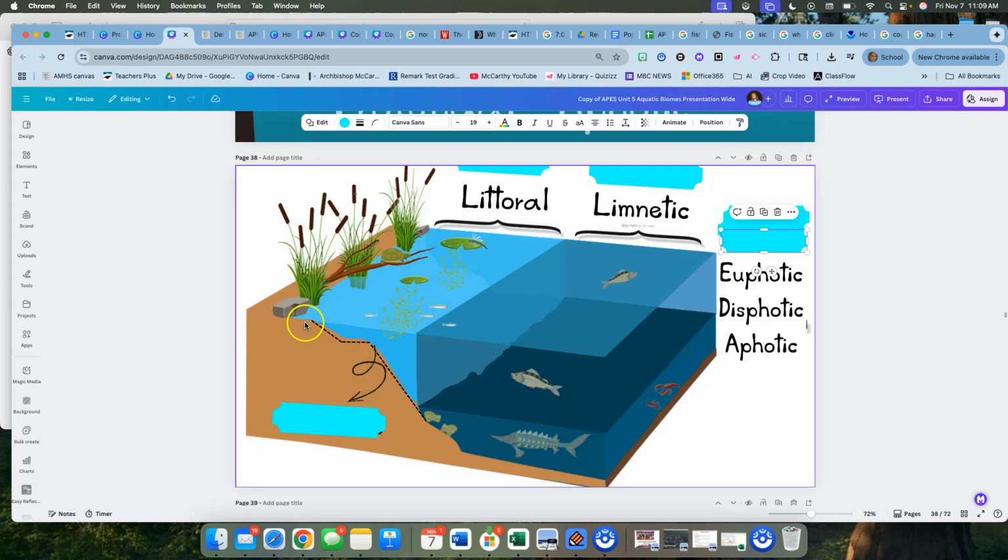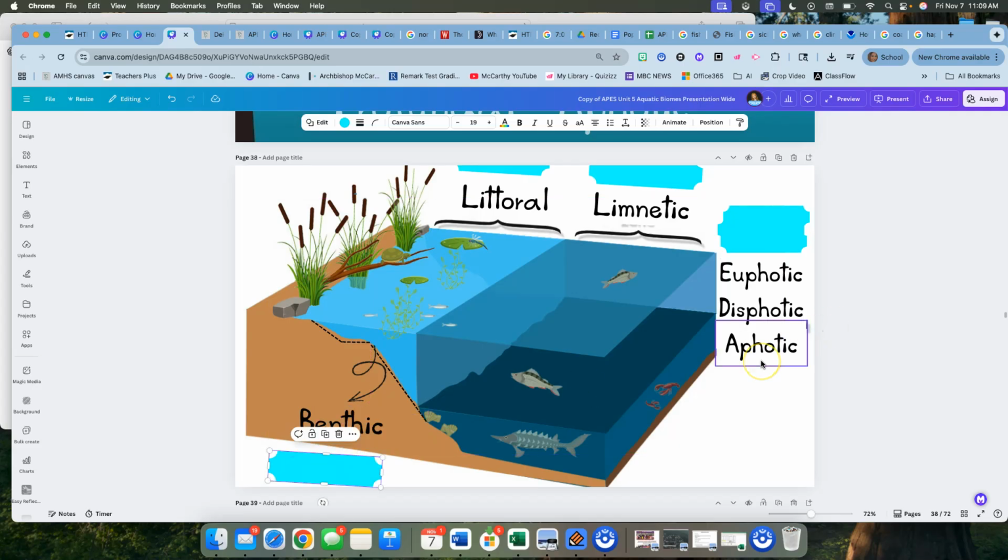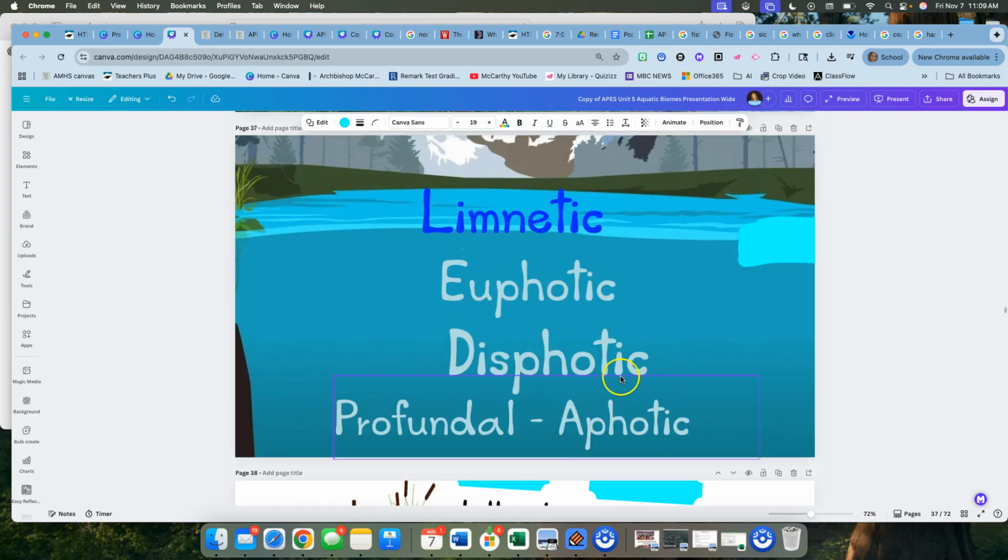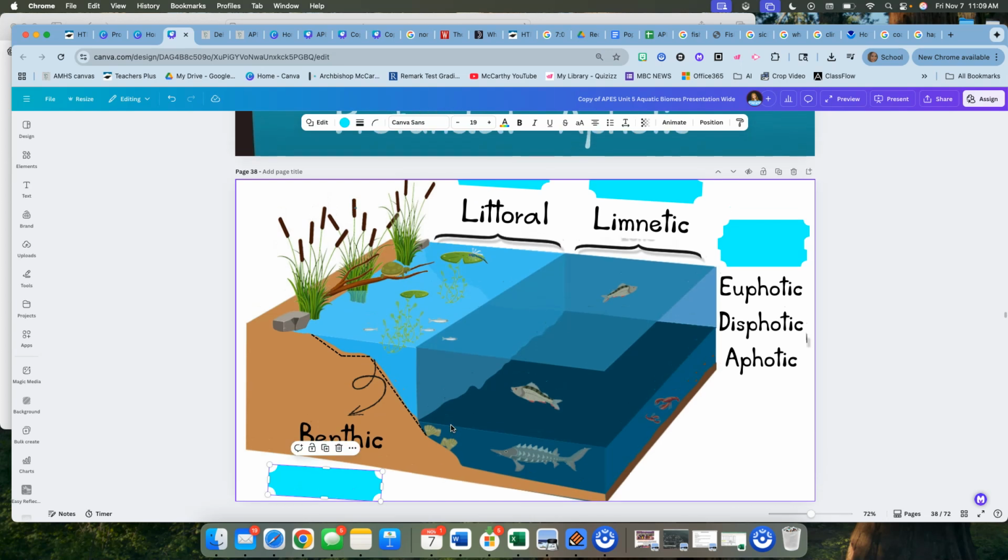And then, what do we call this dotted line here? What zone? What do we call the floor of a body of water? The abyss is the deep ocean, which I'll give you a letter. Yep. By the way, good question. Here, what would you compare the profundal to? The abyss. Keep those things in mind, okay? Benthic.